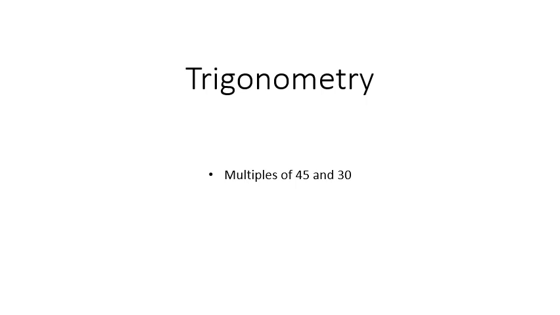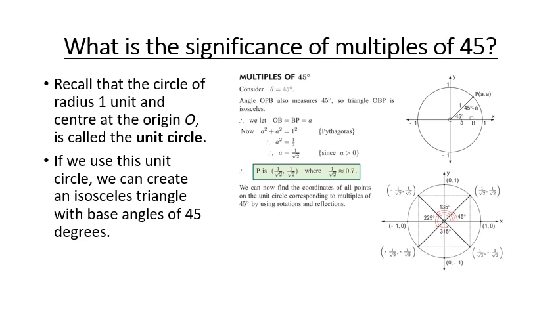Okay, this video tutorial looks at the mathematical strand of trigonometry, and more specifically we're going to focus our understanding on multiples of 45 and multiples of 30 when we're looking at using the unit circle. So what is the significance of multiples of 45? Basically, recall that the circle with a radius of 1 unit and a center of the origin is called the unit circle. So we've been concentrating a lot on the unit circle.